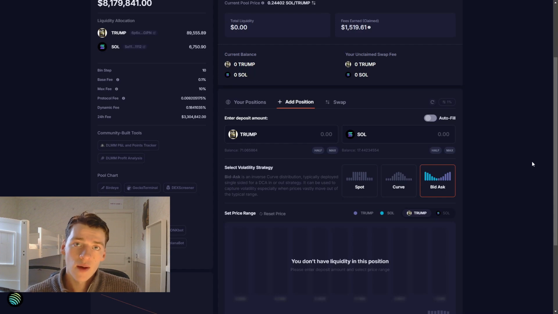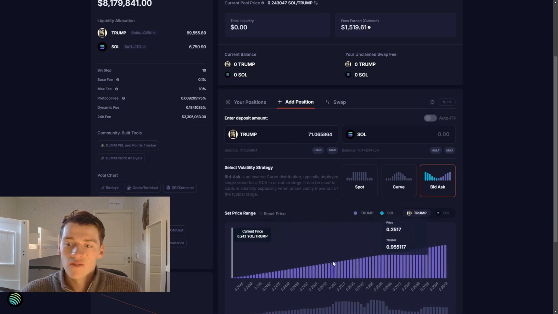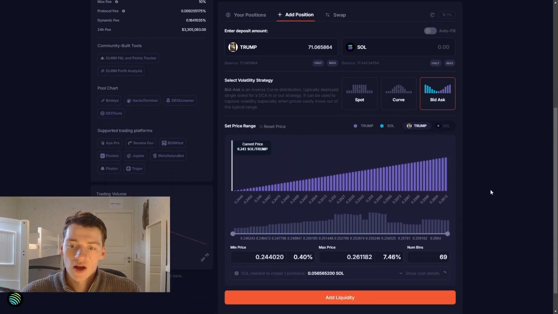And then we have the bid ask, which is an inverse curve distribution, typically deployed single-sided for a DCA in-or-out strategy. It can be used to capture volatility, especially when prices vastly move out of a typical range. Let's say I think that the price of Trump is going to go up. What I'd do is put half there, and then slowly start trading the higher the price goes up. So I wouldn't really be touching that much, as the price is currently at 2.43 Sol. But I would wait, and my strategy would start trading in when it gets closer to a higher price range.